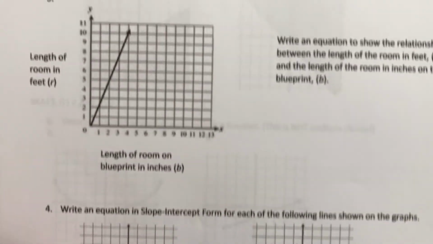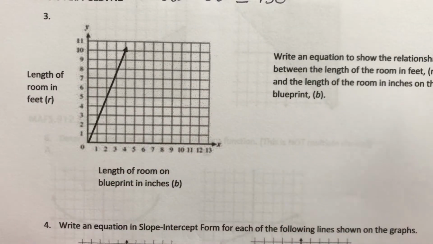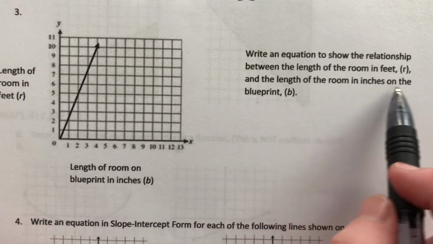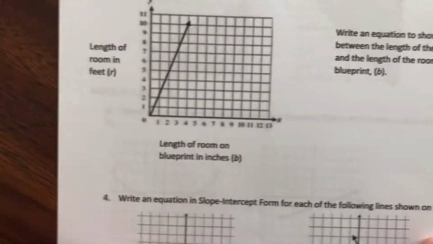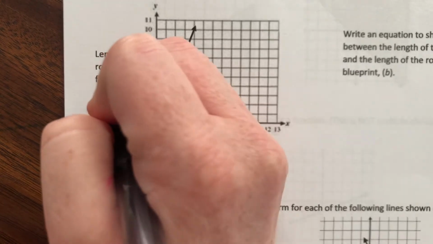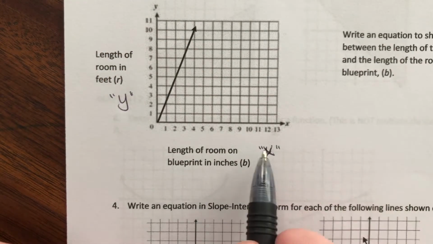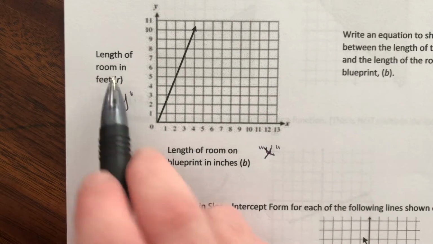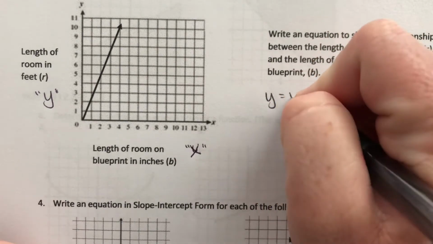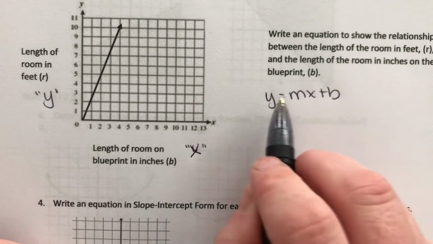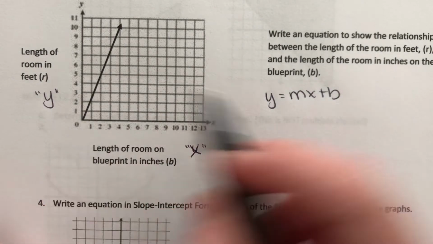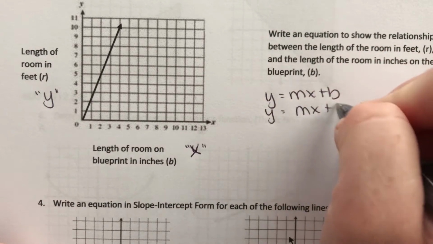Number 3. We've got our graph here. Write an equation to show the relationship between the length of the room in feet, which is R, and the length of the room in inches on a blueprint, right? This is our x-axis, and up and down, this is our y-axis. So instead of the letters X and Y, I'm going to use the letters B and R. First off, to write an equation, to write a relationship, I'm going to think y equals mx plus b, where m is the slope and b is the y-intercept. Here, I'm crossing the y-axis at 0. So y equals mx plus 0.